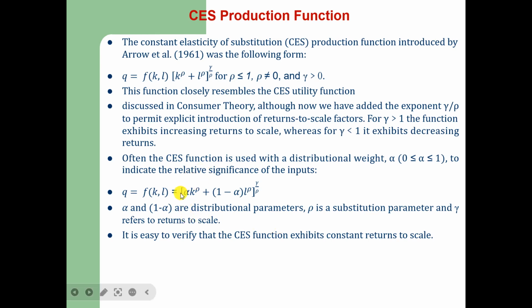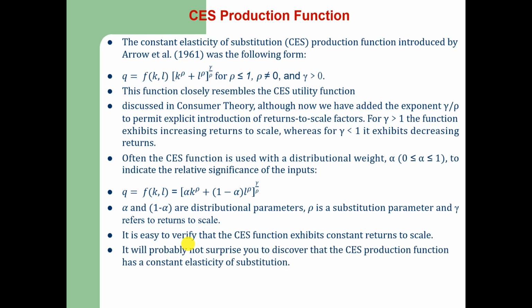If there was a capital A here, then that would be just like the efficiency parameter or the state of technology, which is also present in the Cobb-Douglas production function. It will be easy to verify that the constant elasticity of substitution function exhibits constant returns to scale. So usually gamma will be equal to 1. So in most of the CES production functions, you will see 1 upon rho. So when there is 1 upon rho, then it means that there is constant returns to scale. But this is the generalized form of the CES production function.